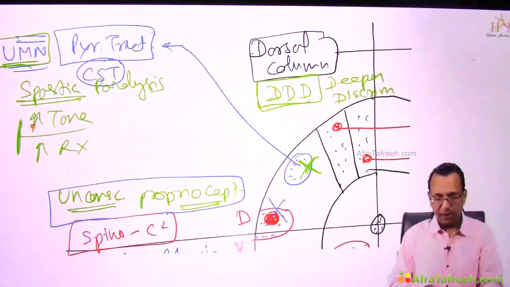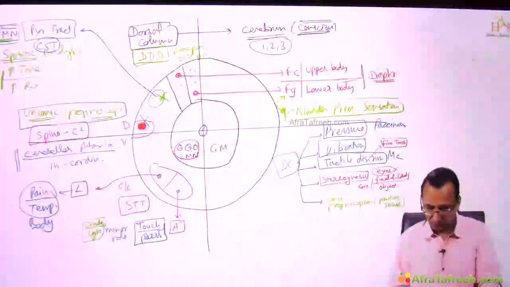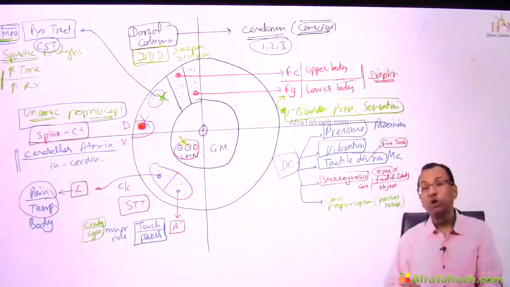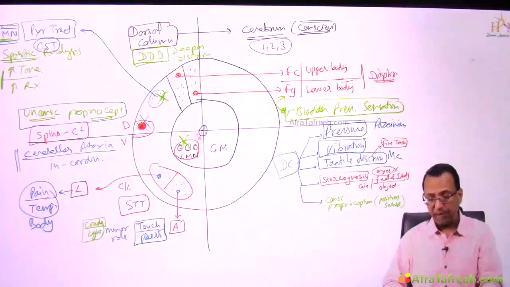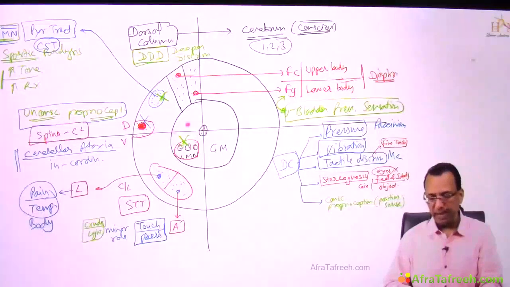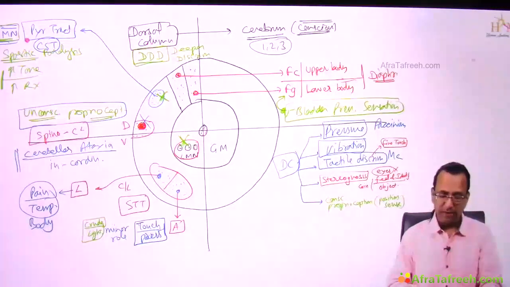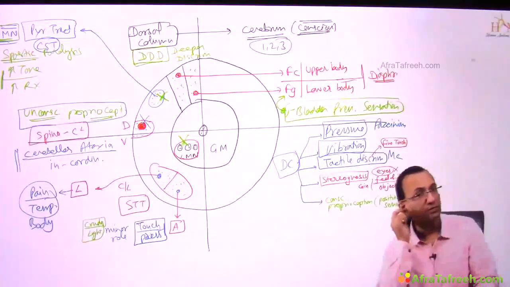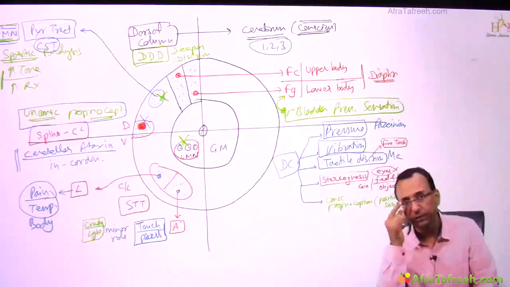Why is there flaccid paralysis at the level of lesion? Because lower motor neurons are compromised at the level of lesion, leading to flaccid paralysis. So since very few lower motor neurons were damaged at the level of lesion, there is flaccid paralysis at the level of lesion, but below the level of lesion, spastic paralysis. This is what we wanted to know, and we already have found the information.